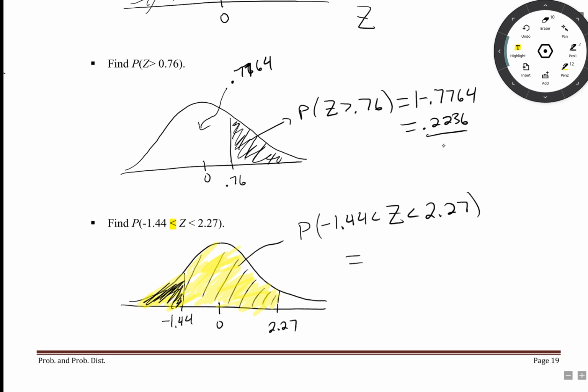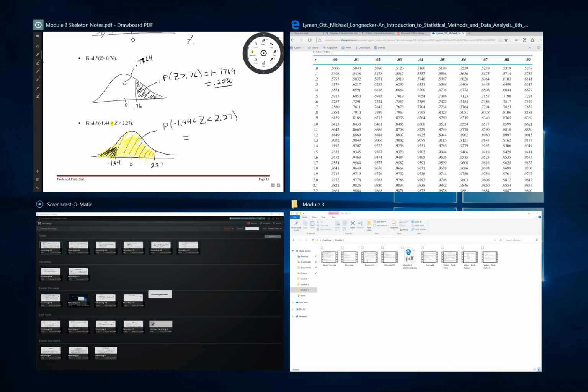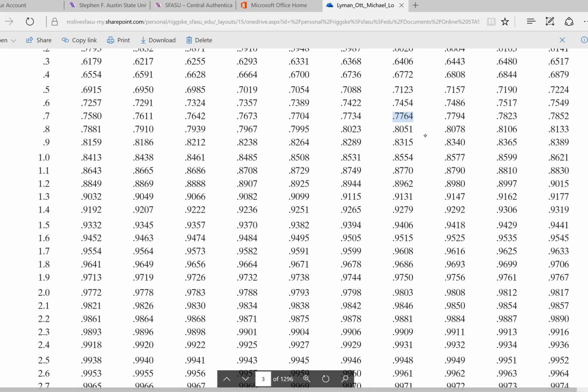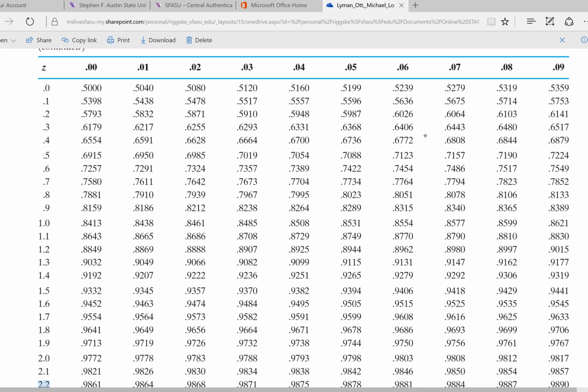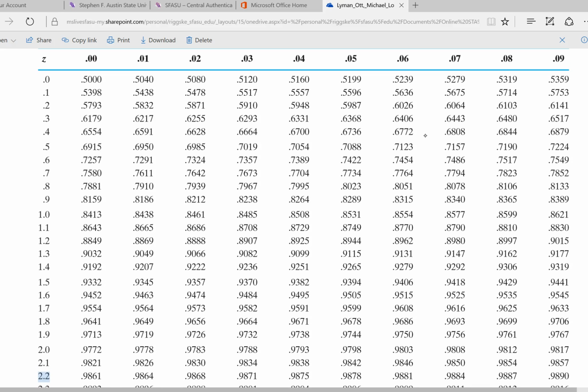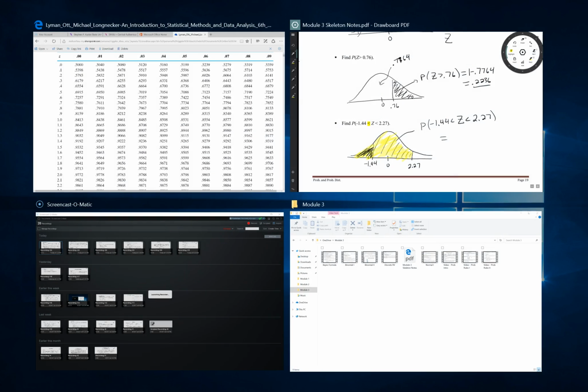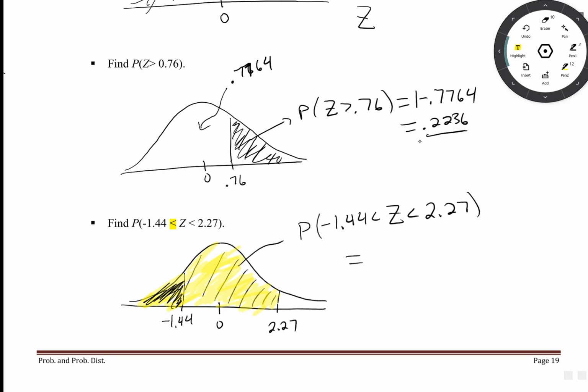Okay, so I'm going to take the area under the curve to the left of 2.27, look that up in the table. Z equal to 2.27. Which column does that put me in? That puts me right here in that column there. So that's 0.9884. Okay.